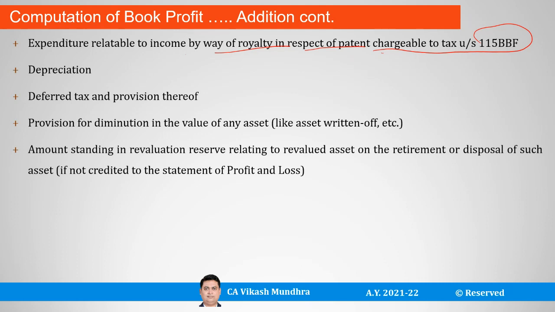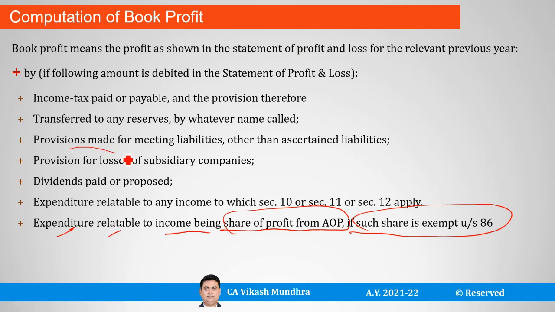Provision for diminution in the value of any assets, like assets written off, etc. Earlier, we discussed provision made for meeting liabilities other than certain liabilities. In this clause, what will be the fate of provision for bad debt? Whether it is required to be added back or not. I have debited provision for bad debt in my PL account amounting to ₹1 crore. Whether it is required to be added back.